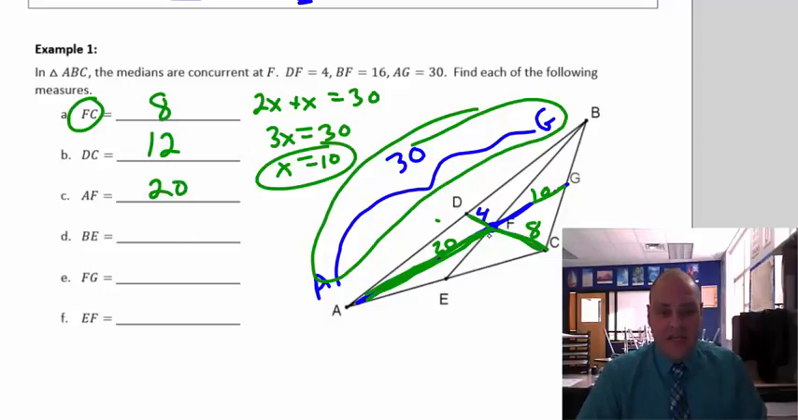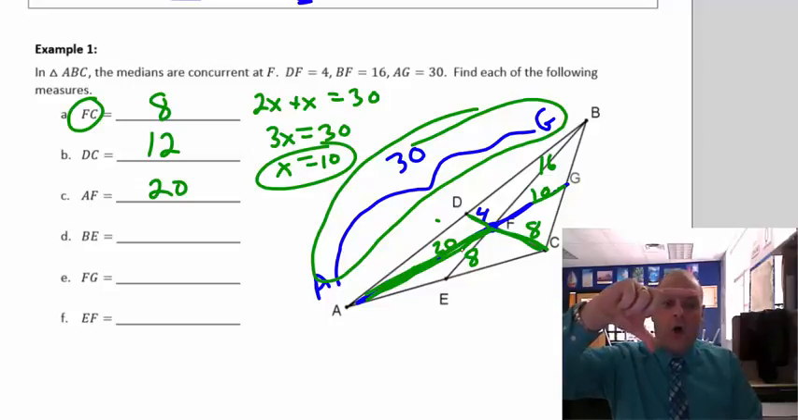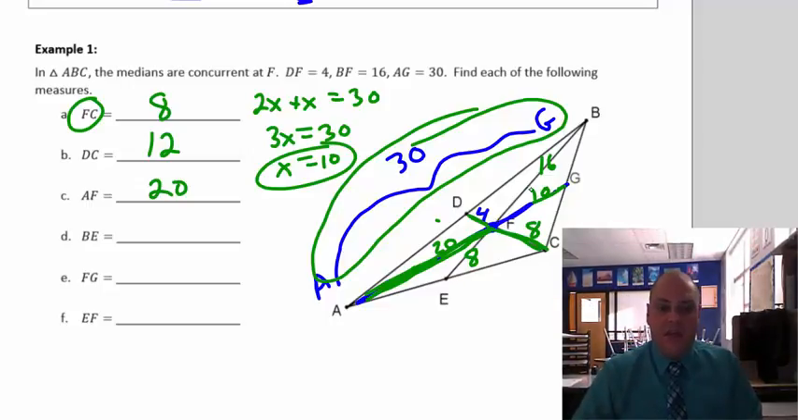Okay? BE. Now, BE is the entire median here. We knew BF, right? BF was 16. I've got to put that back in there. If BF is 16, EF must be 8 because it's half. The shorter one's half the bigger one. Then the entire BE is 16 and 8, which is 24. FG we found to be 10. We did it right there. And EF we said was 8.